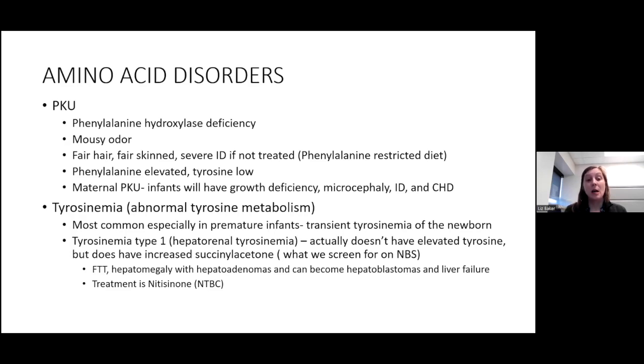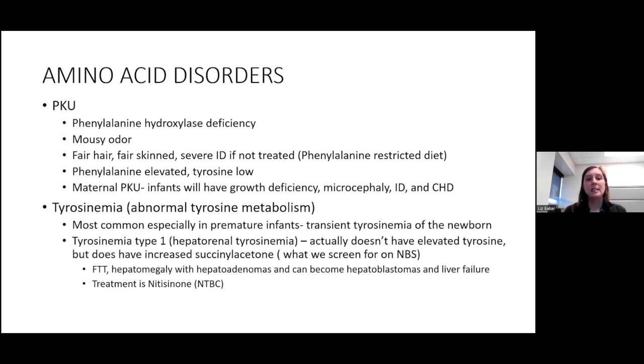Next is tyrosinemia, so abnormal tyrosine metabolism. Most commonly on the newborn screen, it's seen in premature infants, which is transient tyrosinemia of the newborn. It's just that their liver isn't functioning appropriately because it's immature. And so we just watch over time, but there's no defect overall from an inborn error perspective.